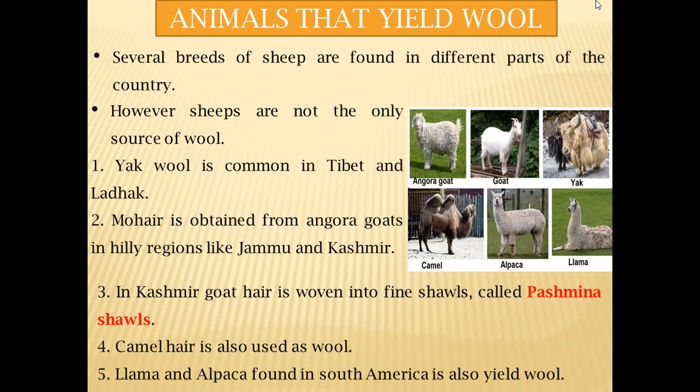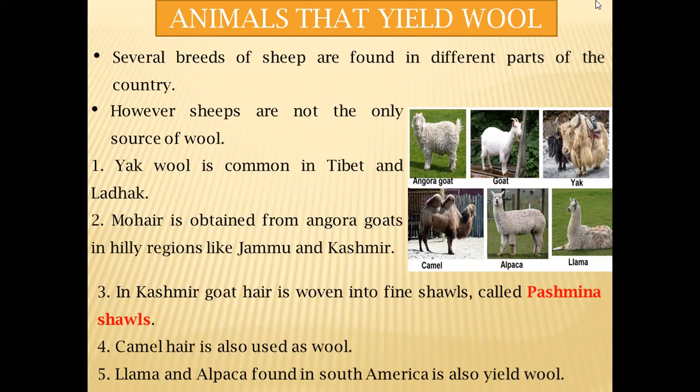Mohair, you should remember this, children. Mohair is obtained from Angora goats. The Angora goat is a breed of goat. Its wool is very soft, and in Kashmir, this goat's hair is woven into fine shawls called pashmina shawls. These are very soft and can give you heat and protect you from cold climatic conditions.